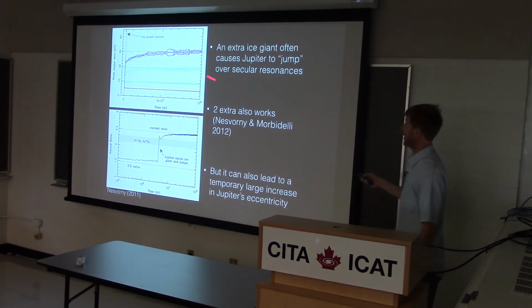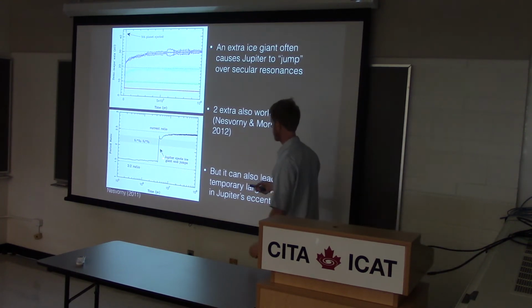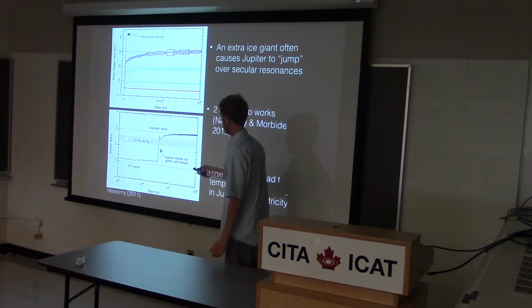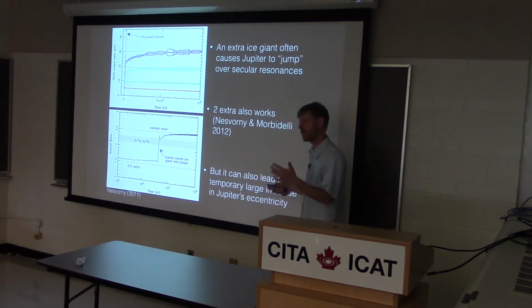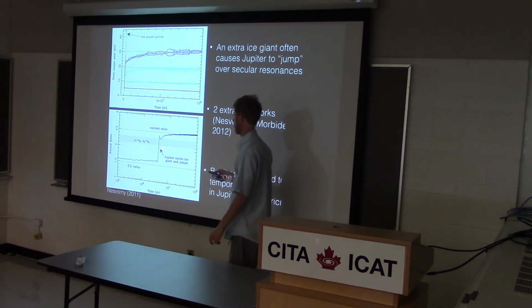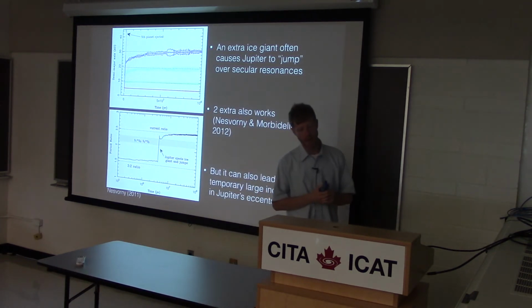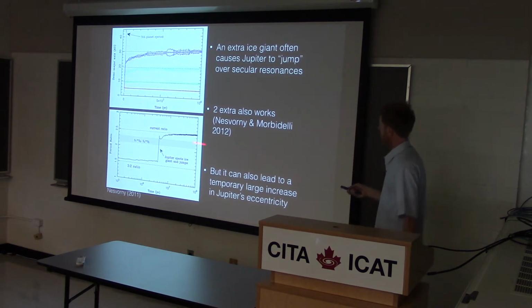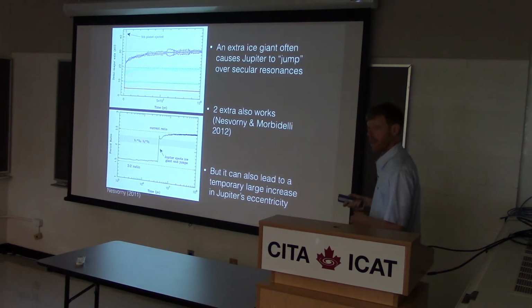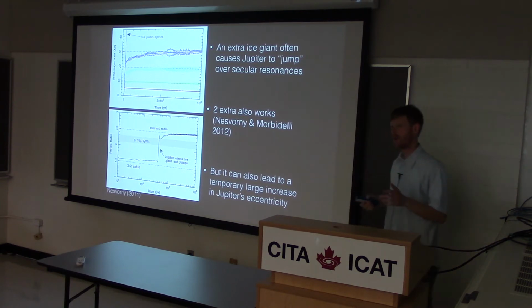So basically, in this paper they explore this idea of an extra ice giant, and they find that pretty consistently you can jump over this gray zone, which is where you find these secular resonances between Jupiter and Mercury, and also Jupiter and Venus, actually. And they also looked at a few 6 giant planet configurations. They found those worked as well, although at a lower probability.